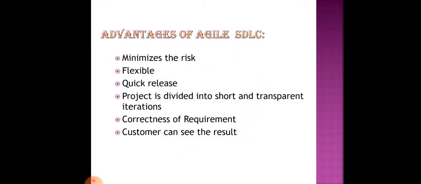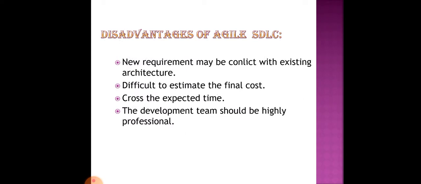Then we conclude our topic by discussing the pros and cons. Everything in the world has both advantages and disadvantages. The advantages of the agile software development lifecycle include: it minimizes the risk, it is flexible, it is quick to release, the correctness of requirements, the customer can see the result, and the project is divided into short and transparent iterations.